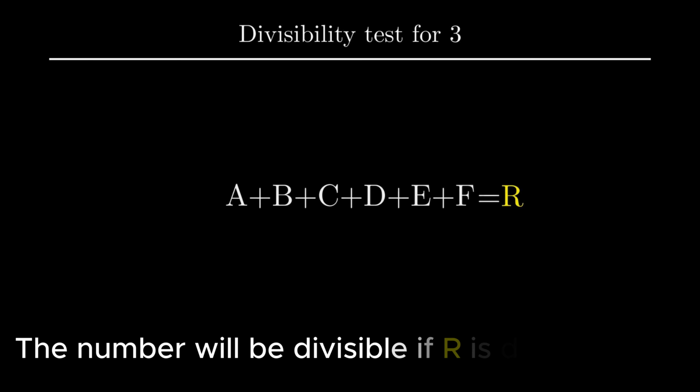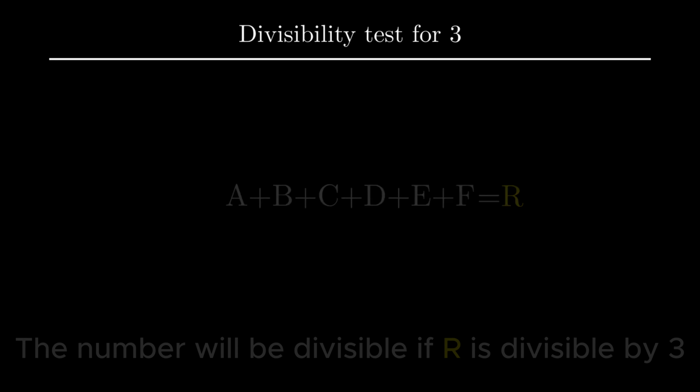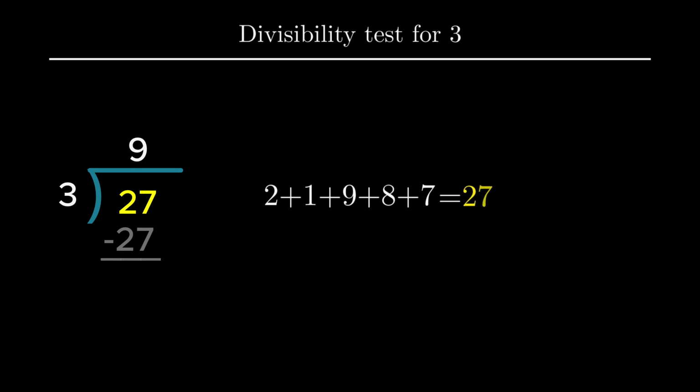To check for the divisibility of a number by 3, just add all the digits of the number. If the sum is divisible by 3, then the number is also divisible by 3. Let's better understand this with an example. Consider a number as 21,987. To check the divisibility of this number by 3, just add all the digits of this number, that is 2 plus 1 plus 9 plus 8 plus 7, which gives sum equal to 27. Since 27 is divisible by 3, therefore the number 21,987 is also divisible by 3.